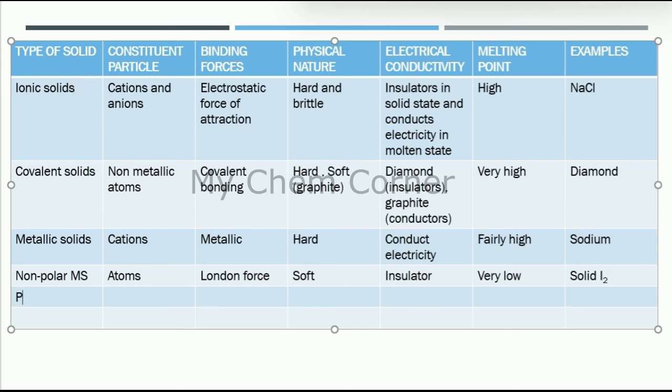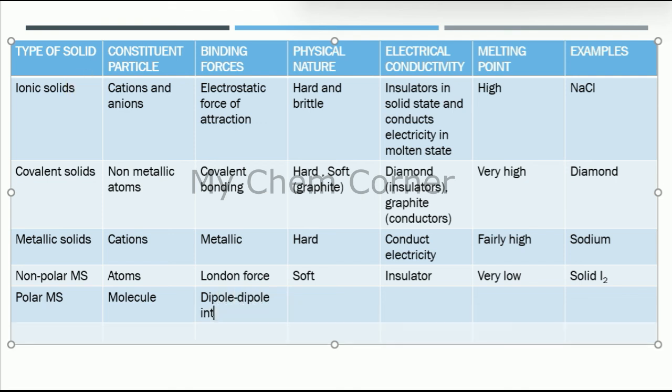Then we have the next classification, which is polar molecular solids. Under this, the constituent particle is a molecule. The binding force in this case is dipole-dipole interaction. The physical nature of this is soft. This will act as an insulator. The melting point here is low. And an example for this is HCl.